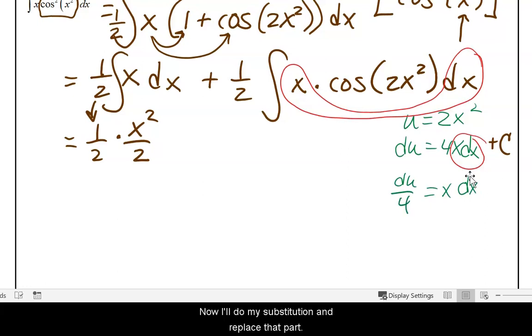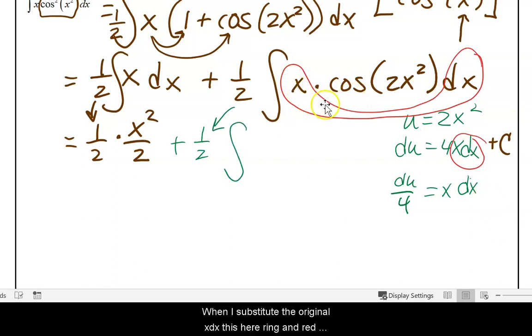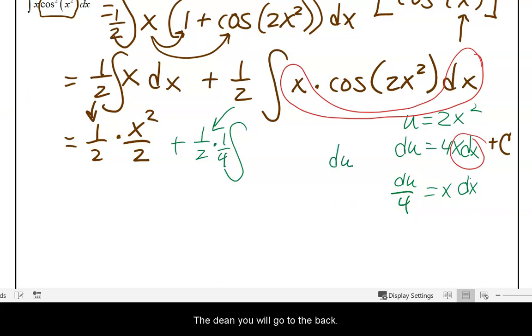Now I'll do my substitution and replace that part. I get a plus 1/2, which is this 1/2. When I substitute, the original x dx that's here ringed in red gets replaced with du over 4. That gives me another constant factor of 1/4 to join the 1/2 on the outside of the integral. The du will go to the back. The cosine of 2x squared stays as the integrand, but the 2x squared is substituted out in place of u. That leads to this integral you see here.